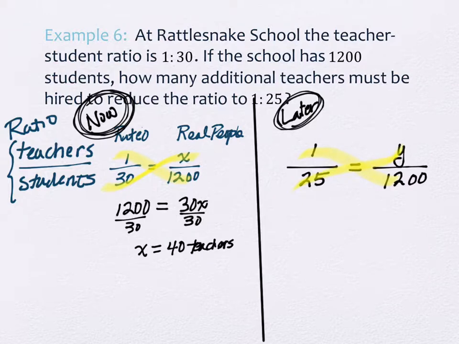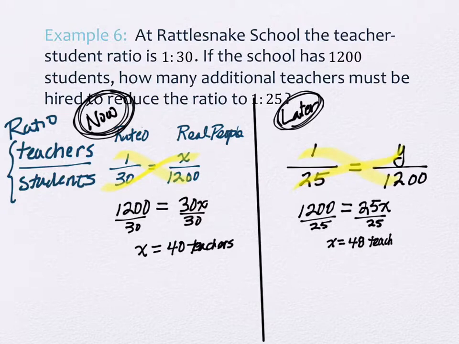So we'll cross multiply. So I still have that same 1,200, but now I have 25x. And dividing by 25, what is it? 48. So I have 40 teachers. I want to have 48 teachers. So the question actually asked how many additional teachers must be hired? 8. So we want to make sure we answer the question asked. The question asked is I need 8 additional teachers.